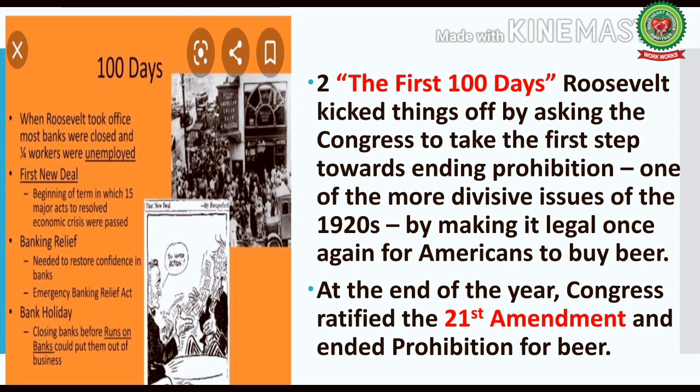And why was it done? It was done to increase the sale of beer, which would bring money into the government. As the money would come to the government, it would raise the flow of money circulation in the economy, which would start the New Deal at a good rate.